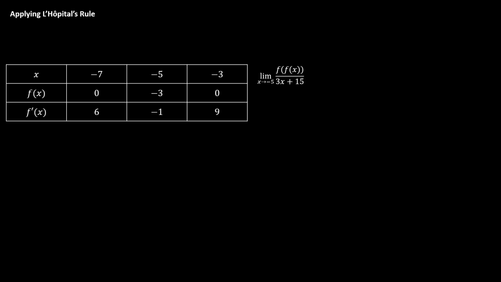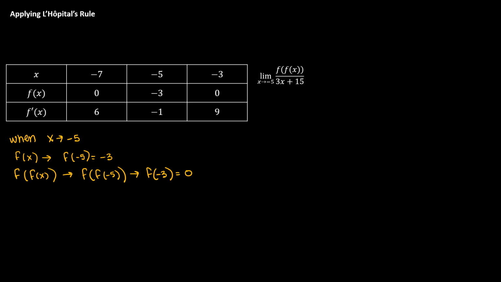Similar idea. Here we've got a table of values, the same table, but we're looking at a different limit. We're going to start by saying what happens to our numerator and denominator when x is approaching -5. So in the numerator I have a composition of functions. The innermost function is f of x. So when x is -5, f of x becomes f at -5, which we can read from the table. So middle row, third column, f at -5 is -3.